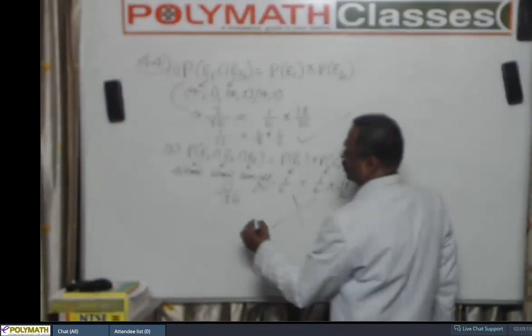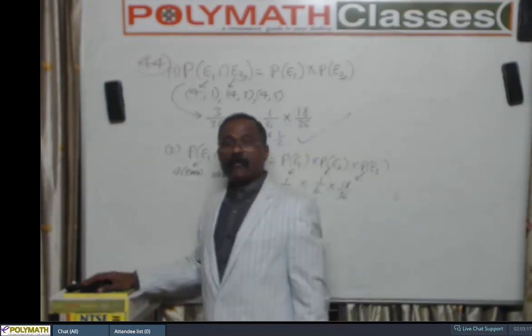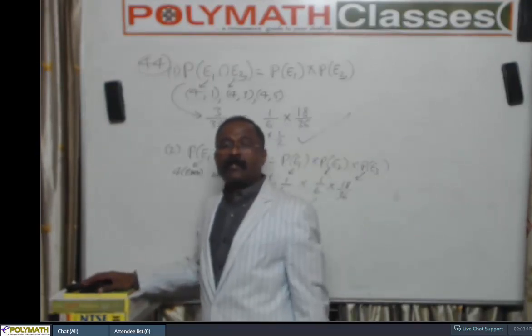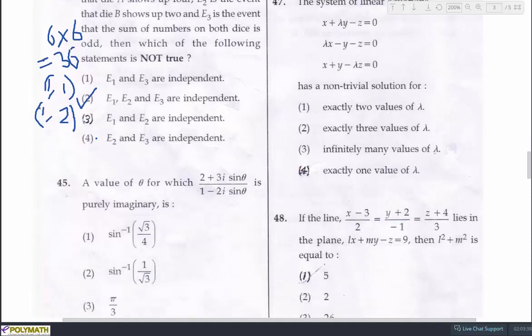So the option here is 2, which is not true. Why is it not true? Because it is given to be independent. Just check it out. E1, E2 and E3 are given to be independent. But they are not independent because they are not satisfying the condition. So the answer is 2 there.